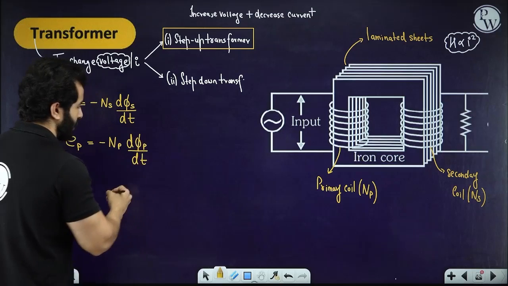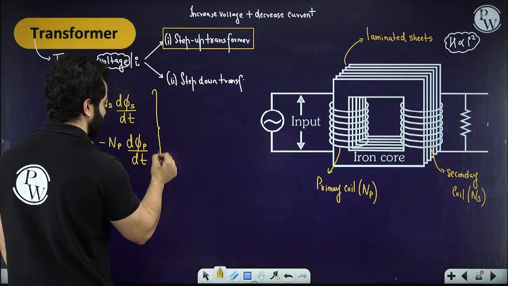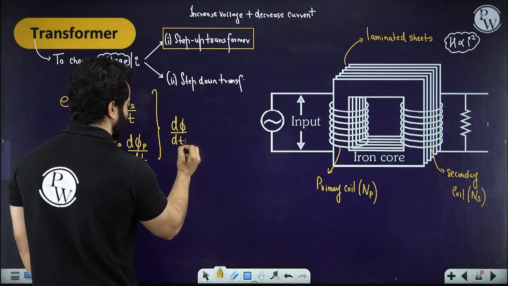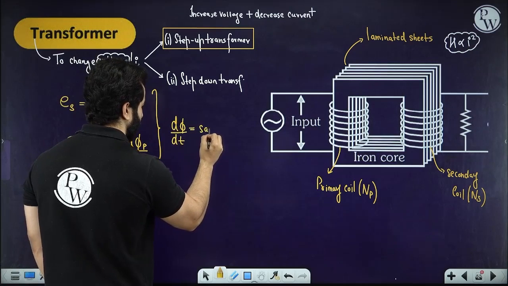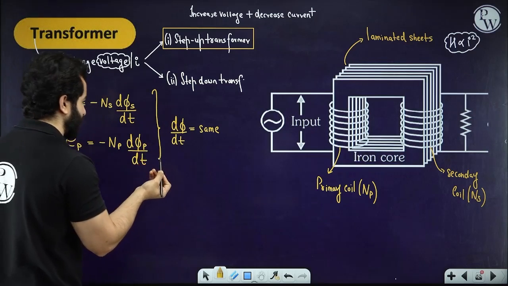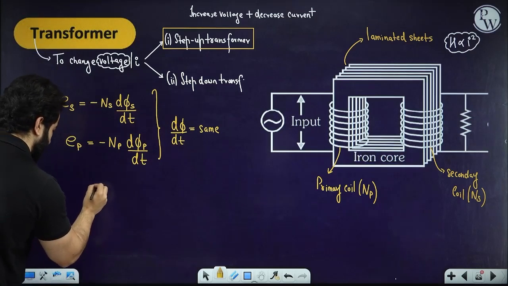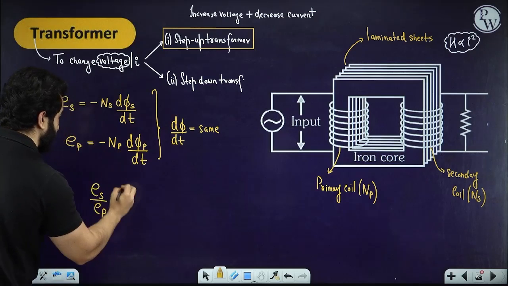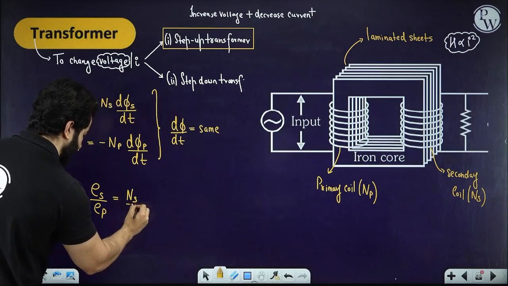Now because we are saying that there is no flux leakage, that means the rate of change in flux is also going to be the same. So instead of writing d phi S and d phi P separately, we can simply write d phi by dt. So if I take a ratio of them, ES divided by EP, what I'm going to get is NS divided by NP.